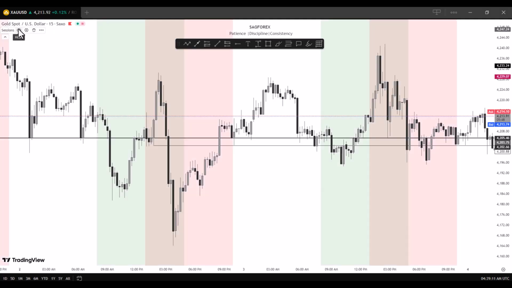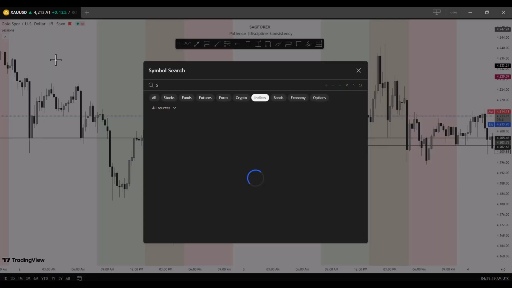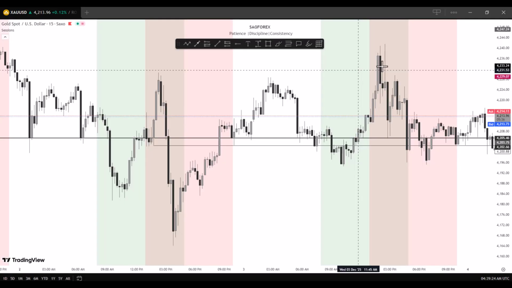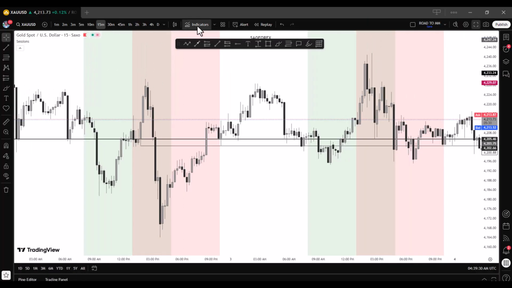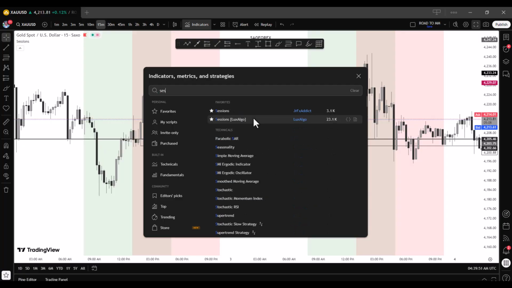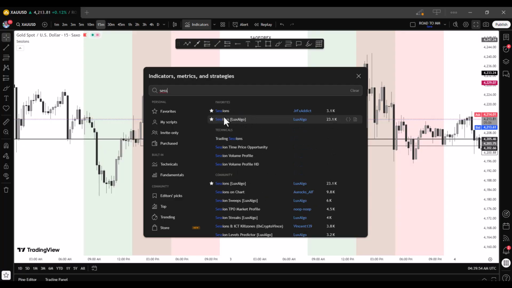It is called Sessions. When you come to TradingView, you can just search for the indicator that you want to use. Over here, I'll come to indicators. This is the indicator I'm using, Sessions by FROKRR. This particular one is the one that I'm using. So you can just search it, Sessions. When you search for it, it will come, then you select this particular one.